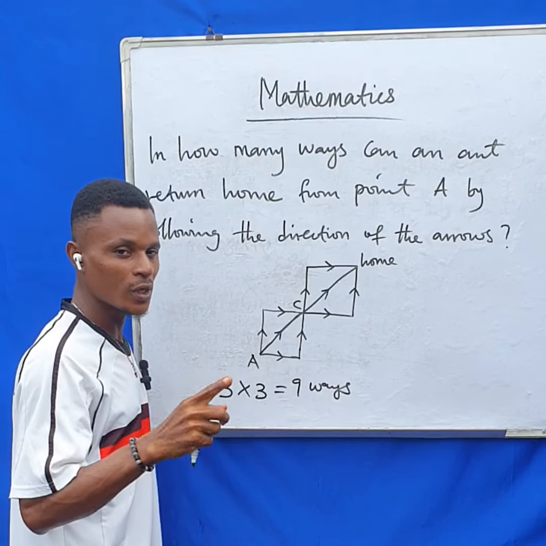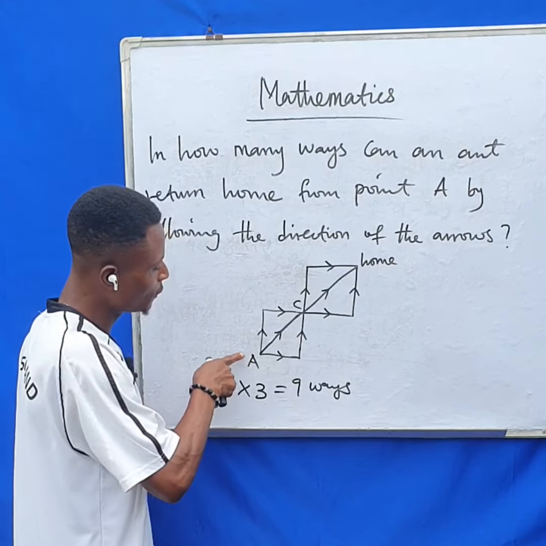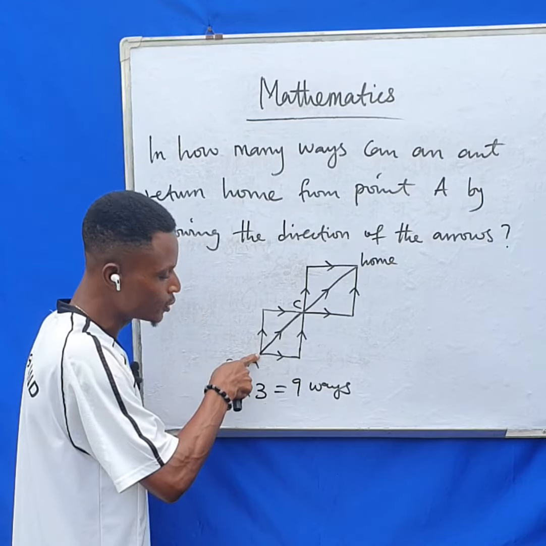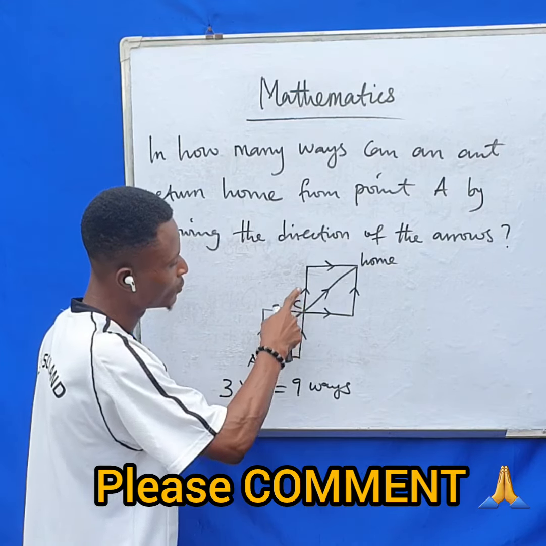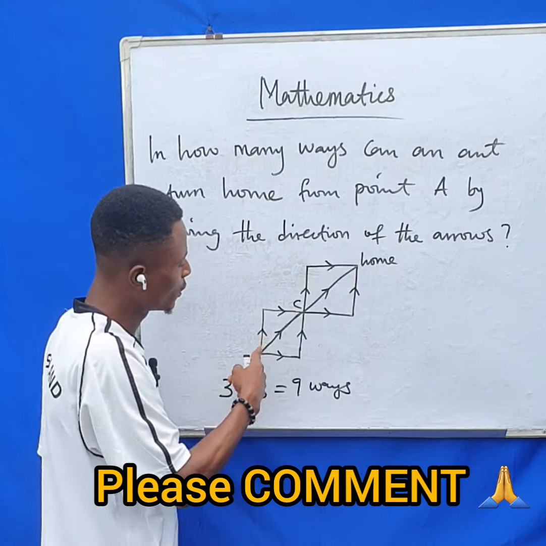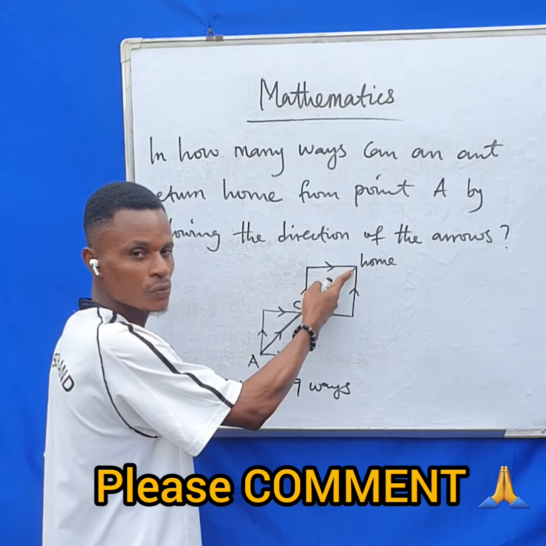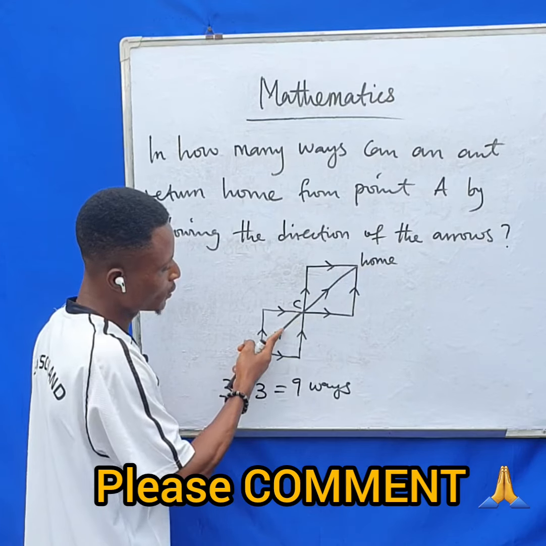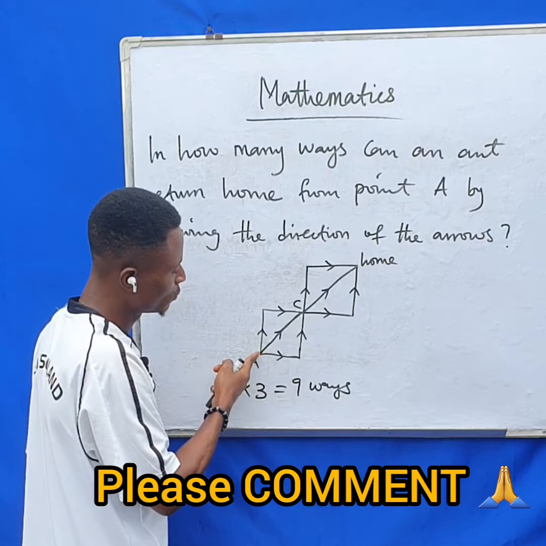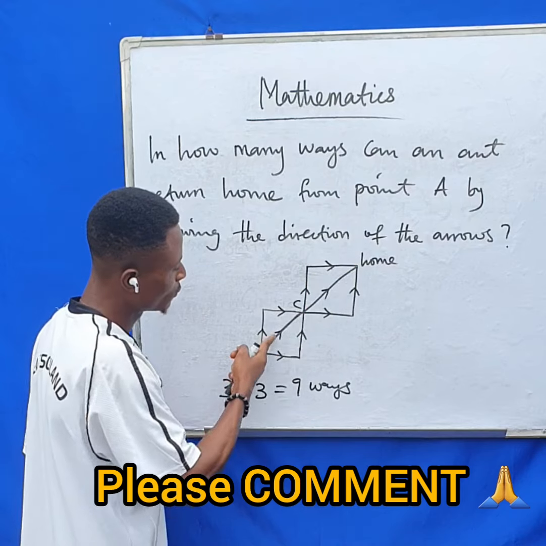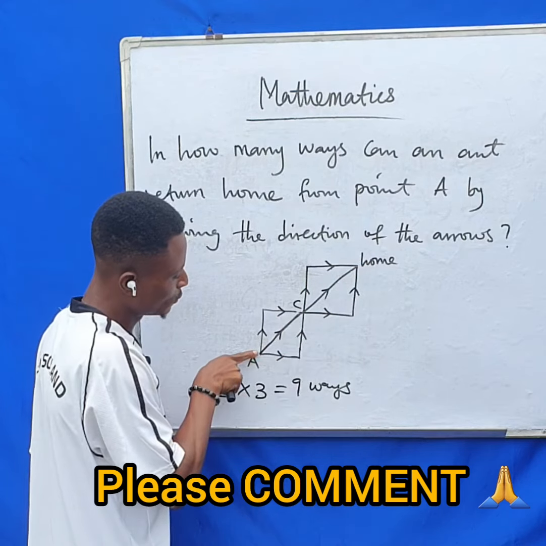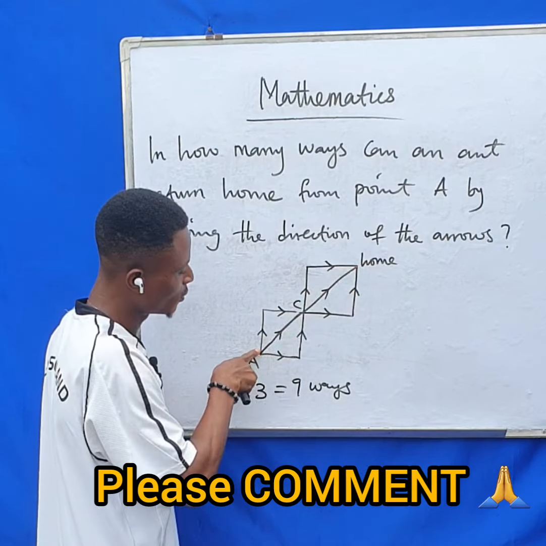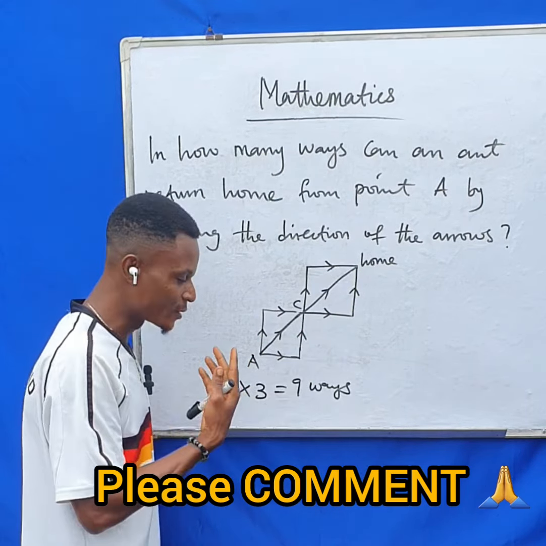Now I'm going to show you another way you can get the answer. If you want to solve it the other way around, this ant can decide to move from this point, can decide to pass like this and get to its home. That's 1. And decide to pass like this, 2. And decide to pass like this, 3. And decide to pass like this, 4. Straight like this, 5. Like this, 6. And decide to pass here, 7. Like this, 8. And finally like this, 9. So you still get the same 9 ways.